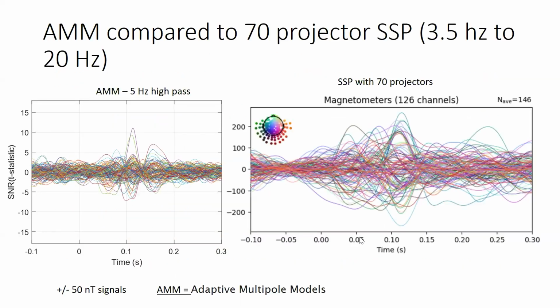I did have one final slide, just to say that I was really happy to use AMM, adaptive multipole models, to do some analysis where I had plus or minus 50 nanotesla signals. Tim Tierney actually did this analysis. We did find an N100 signal out of this 50 nanotesla noise. Whereas with signal space projection, if you squint, you might see the signal using 70 projectors. So the AMM is potentially a useful way of moving forward with respect to really large swings in data. Thank you.